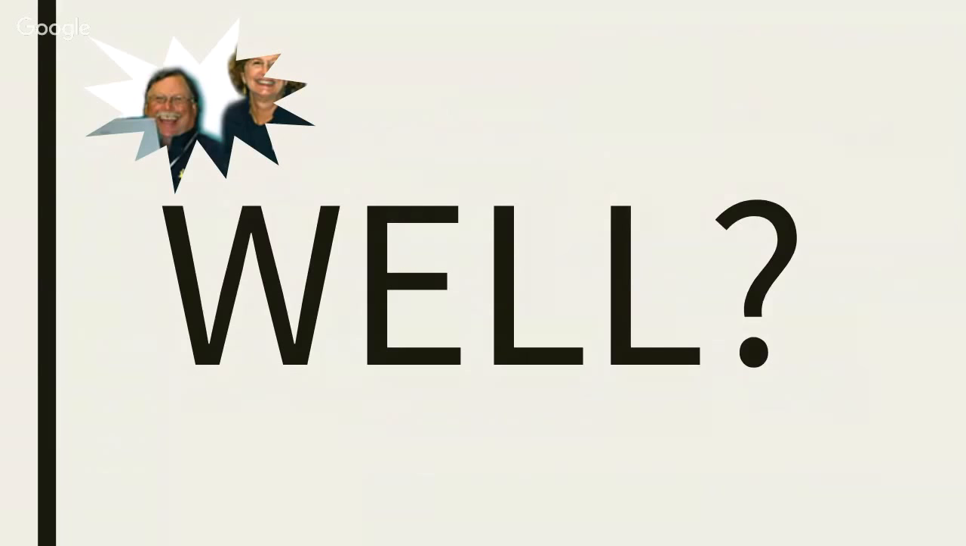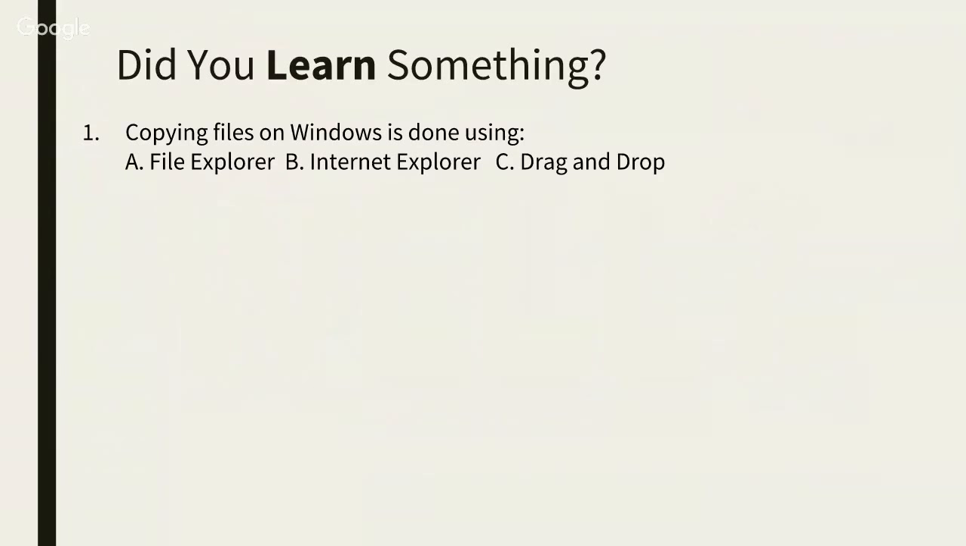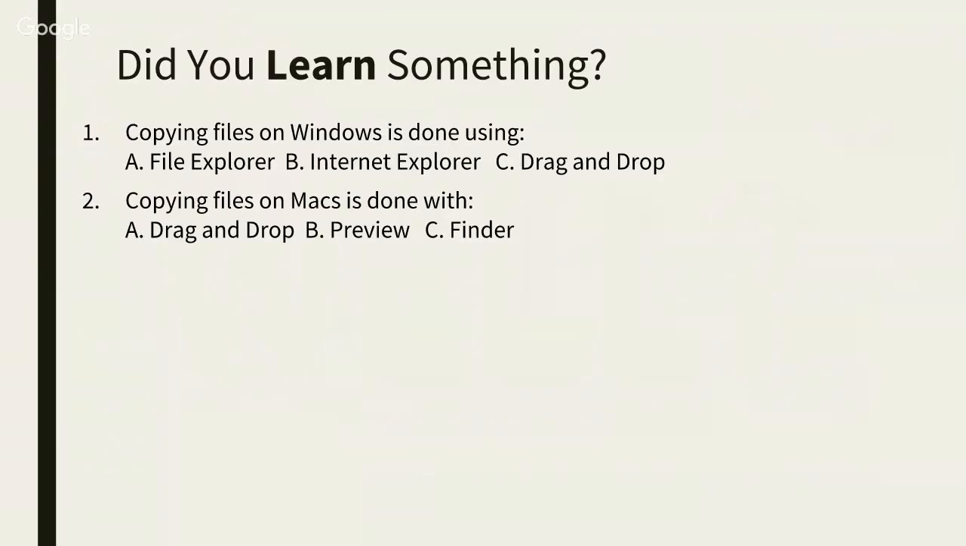Okay. Well, did you learn something? We have some questions for you. Copying files on Windows is done using A, File Explorer, B, Internet Explorer, C, drag and drop. File Explorer or drag and drop, but even drag and drop is actually using File Explorer. File Explorer is the name. It used to be called Windows Explorer. I like calling it File Explorer better.